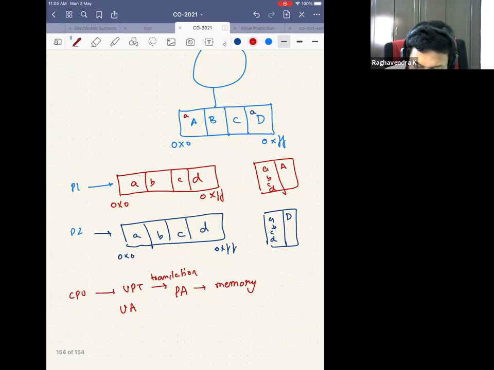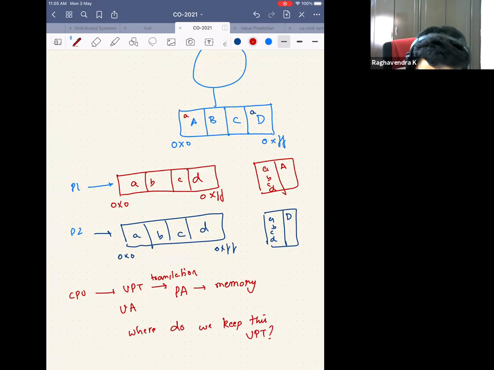And we also said, where do we keep this virtual page table? One of the answers that we found out was, of course, it's a data structure. We don't want to have hardware for it. We convinced ourselves that having hardware is not a feasible solution. So instead of having it as hardware, we will have it as software.